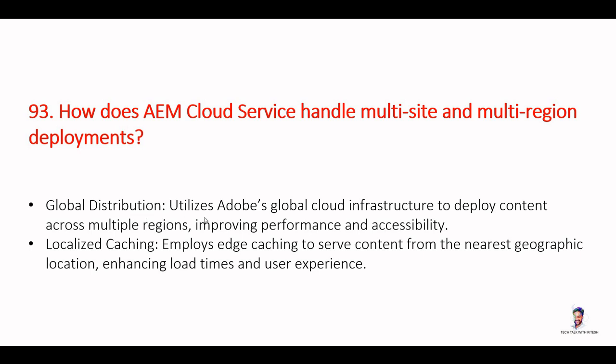One is global distribution. It utilizes Adobe's global cloud infrastructure to deploy content across multiple regions, improving performance and accessibility. And localized caching employs edge caching to serve content from the nearest geographic location, enhancing load time and user experience. The concept of edge caching is, if your users are from the Europe region, your content is also deployed to the Europe region, so that when a request comes, rather than going to another region, like APAC, the response will be served from Europe. That is how there will be no latency, and the response time will be quick.